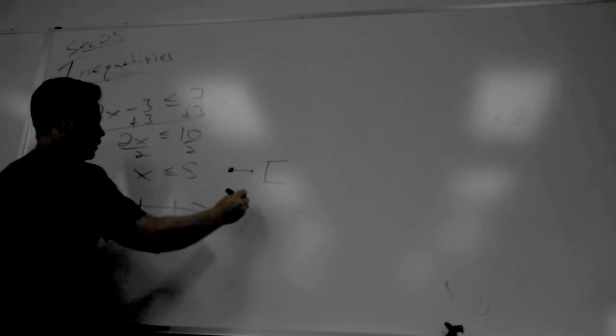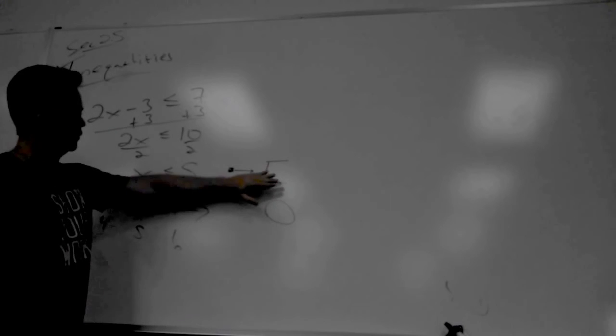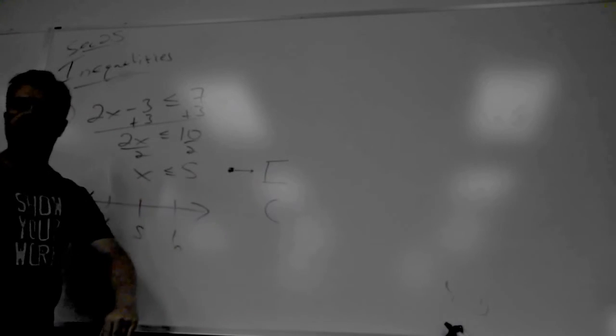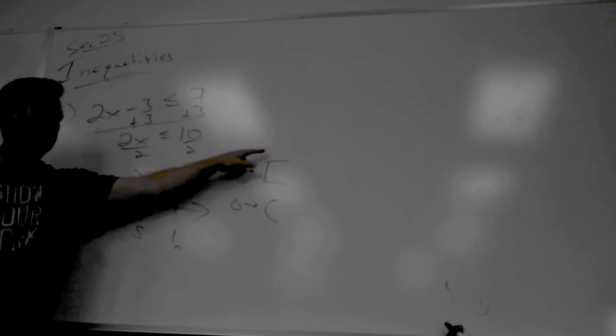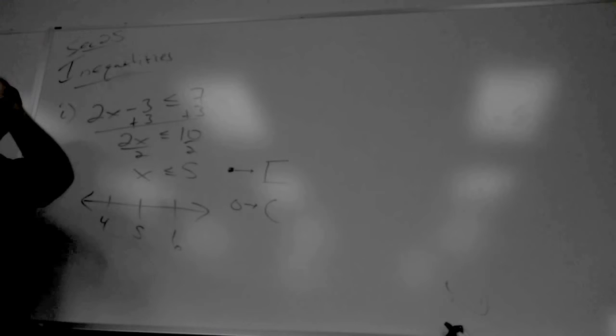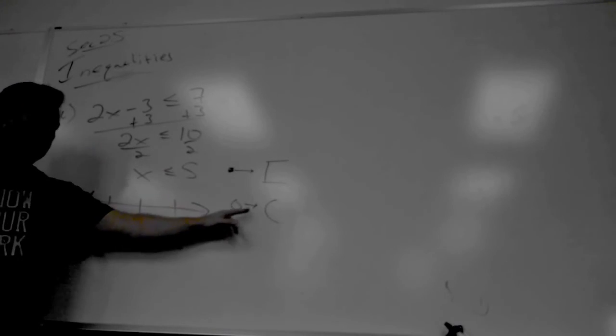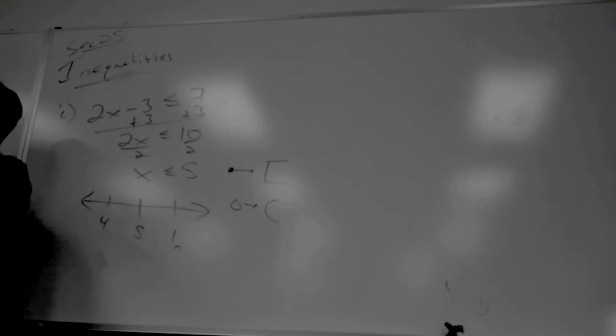What would you use if it was not equal to? An open circle. And part of an open circle looks like that. If I do that, that's a parenthesis. So instead of an open circle, you would use a parenthesis. That's all. So if I want to include it, I'm going to use a symbol that looks like part of an I. If I want to not include it, I'm going to use a symbol that looks like part of an open circle.